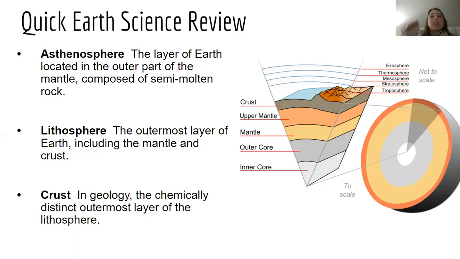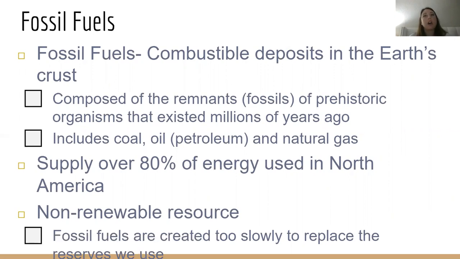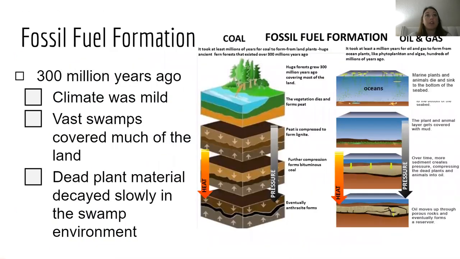And then on top of the asthenosphere floats the lithosphere. The lithosphere is the crust, like the land of the earth, and that's where we find fossil fuels. As a general reminder, fossil fuels are deposits in the Earth's crust, composed of remnants of fossils from a long time ago. When we're talking about fossil fuels, we're talking about coal, oil, and natural gas. They currently supply about 80% of the energy used in North America, and they are not replenishing on a time scale appropriate for humans. It will take millions of years to get them back, and that's not really realistic if we need energy, say, in 25 years.